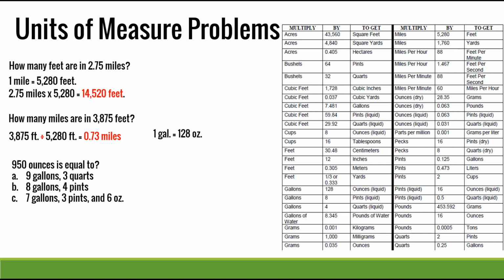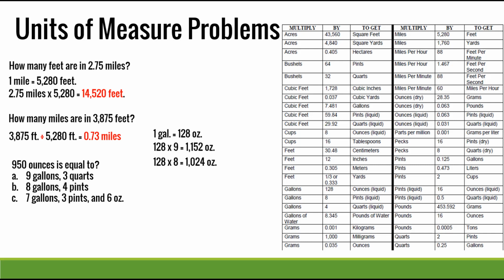So, 1 gallon is equal to 128 ounces. Therefore, 128 multiplied by 9 is equal to 1,152 ounces. We know that A is incorrect because our answer is more than what they're asking for. They need to know how much are in 950 ounces, not 1,152. Let's go ahead and try B.